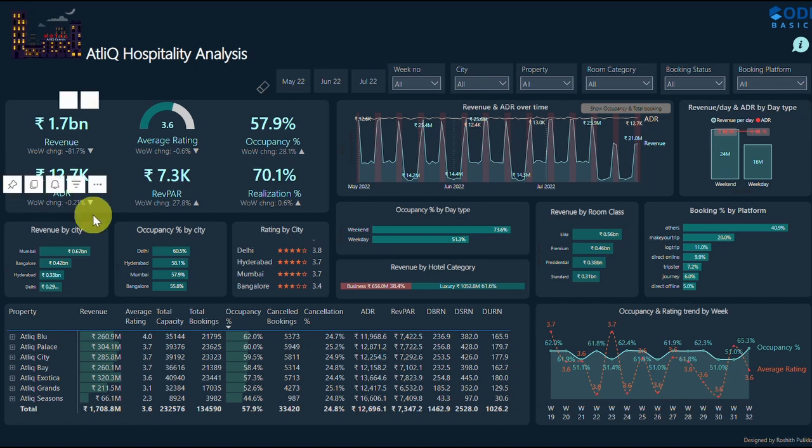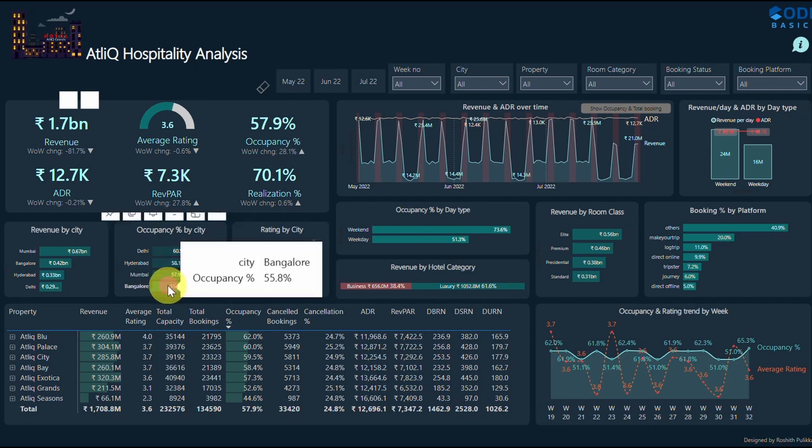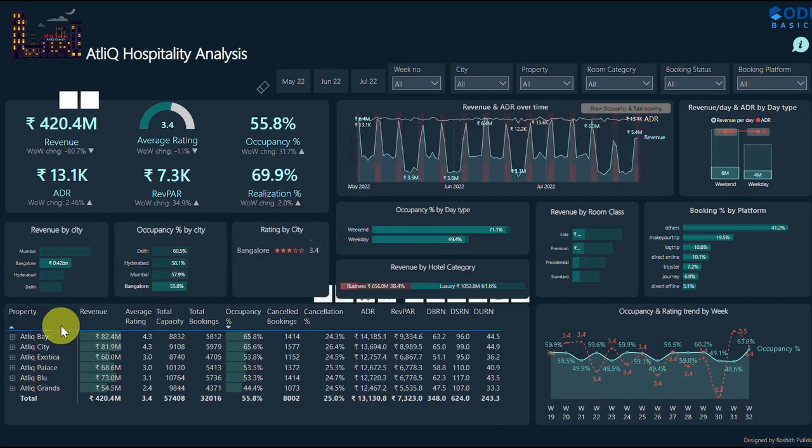Here we can see Bangalore has the lowest occupancy rate at 55.8% and also has the lowest average rating. The reason for the low occupancy becomes clearer when we examine individual hotels within Bangalore. Hotels with higher ratings in Bangalore have good occupancy rates, whereas the hotels with the lowest ratings, such as AtliQ Grand with 2.4 and AtliQ Blue with 3.1, have the lowest occupancy. This indicates a potential issue with customer satisfaction in these specific properties.